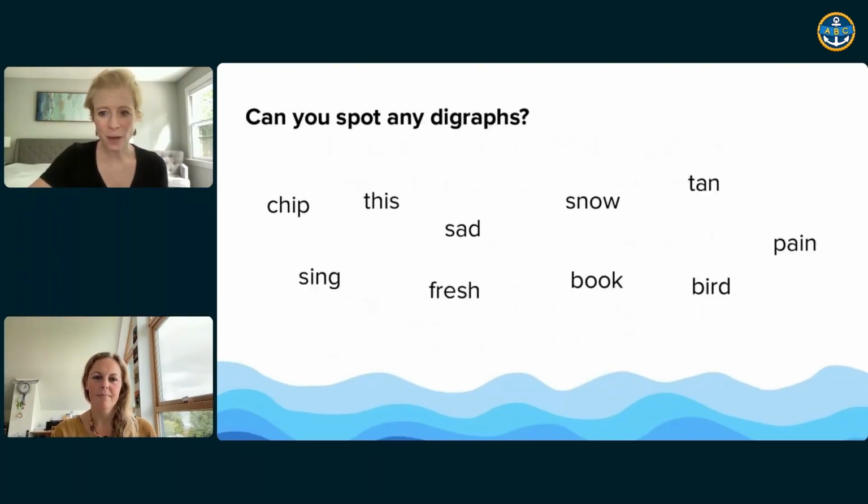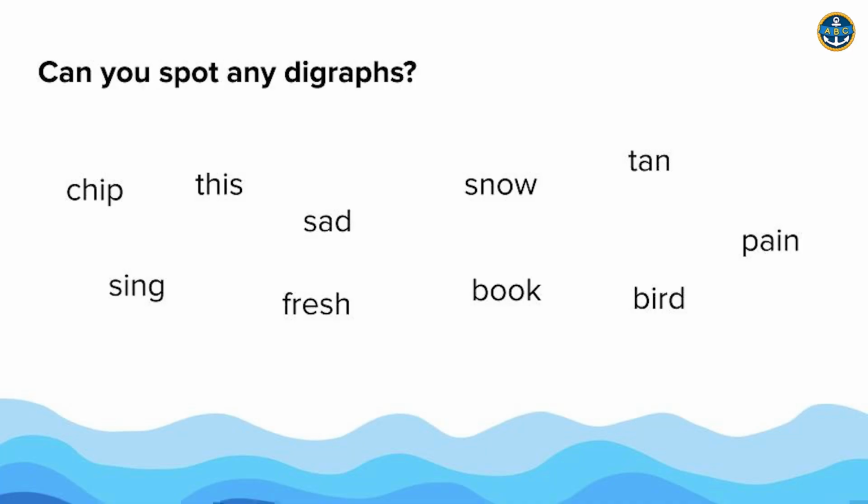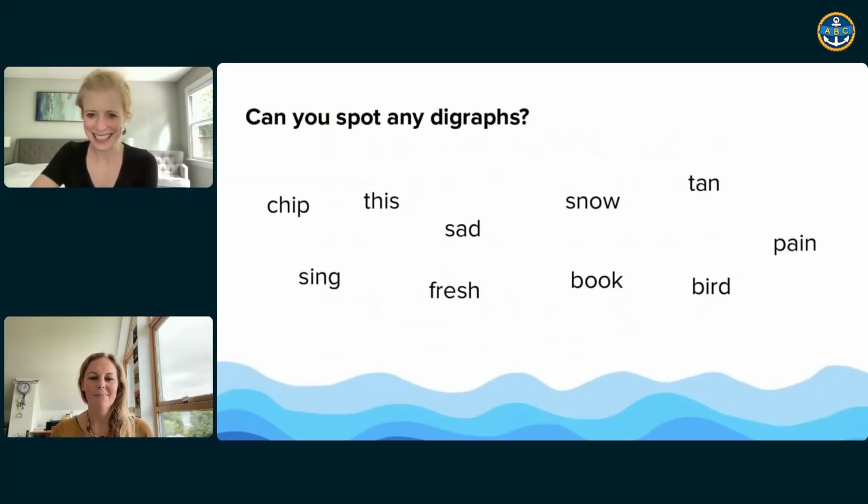Now, let's see if you can spot any digraphs in the words displayed on the screen. See how many you can count in about 10 seconds, and then I'll tell you the answer. Okay, the answer here is 8. Chip, sing, this, fresh, snow, that's a tricky one, book, bird, and pain. See if you missed any sneaky ones.